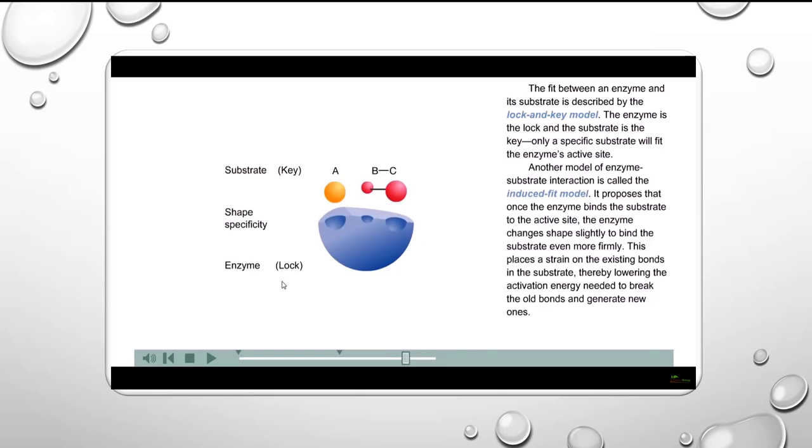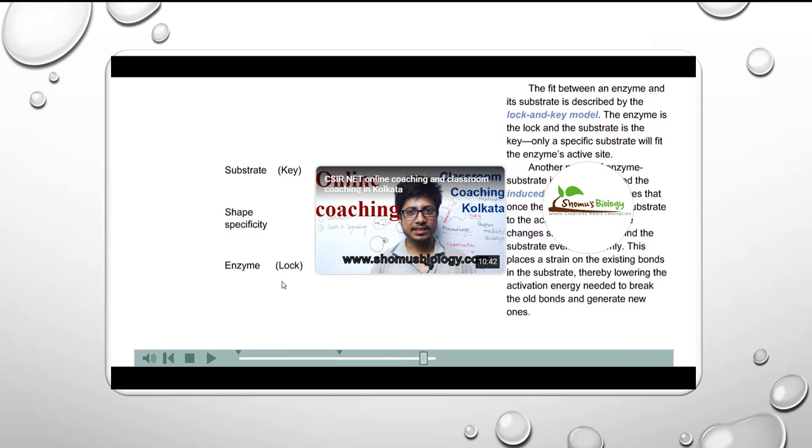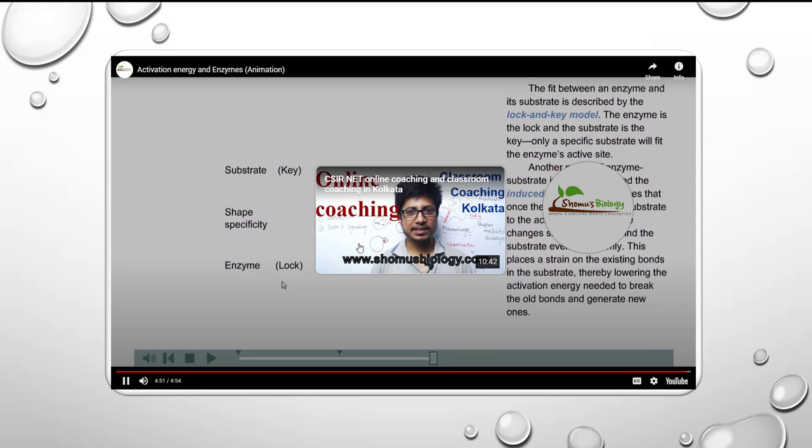The fit between an enzyme and its substrate is described by the lock and key model. The enzyme is the lock, and the substrate is the key. Only a specific substrate will fit the enzyme's active site. Another model of enzyme-substrate interaction is called the induced fit model. It proposes that once the enzyme binds the substrate to the active site, the enzyme changes shape slightly to bind the substrate even more firmly. This places a strain on the existing bonds in the substrate, thereby lowering the activation energy needed to break the old bonds and generate new ones.